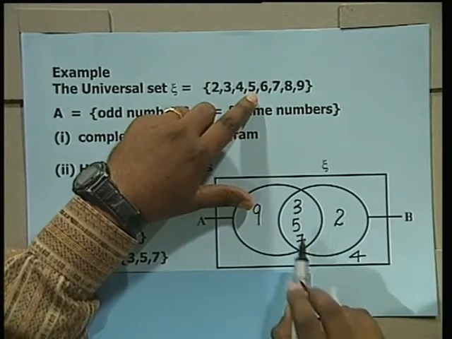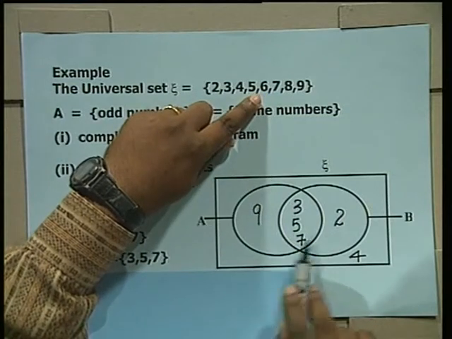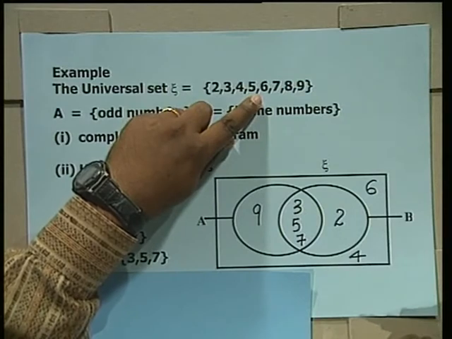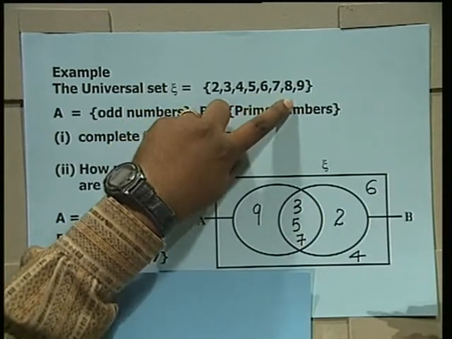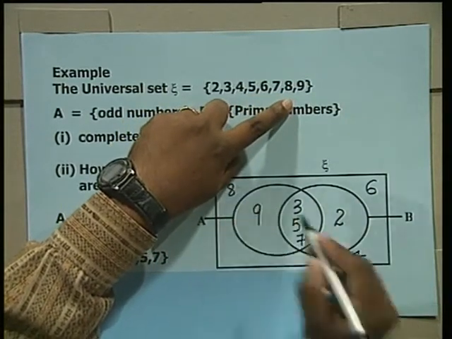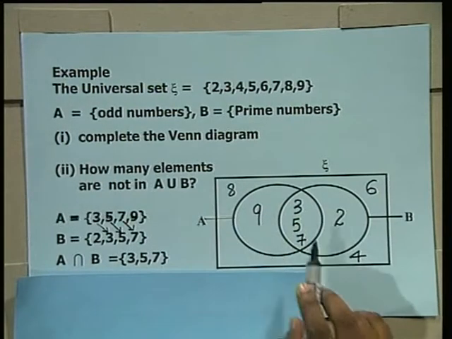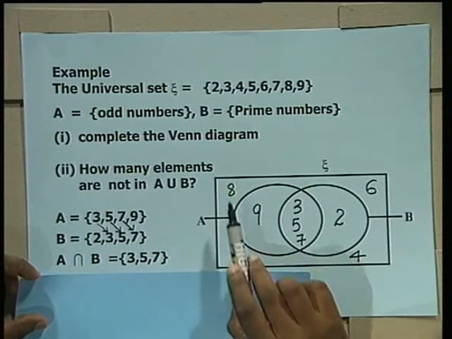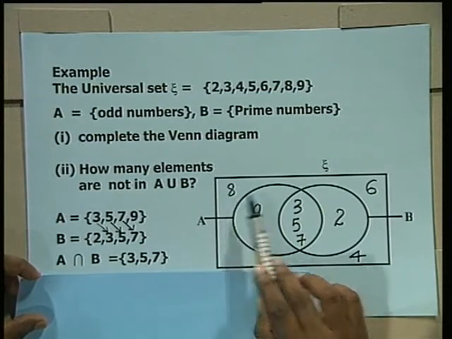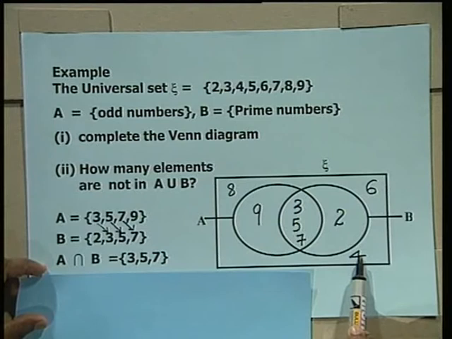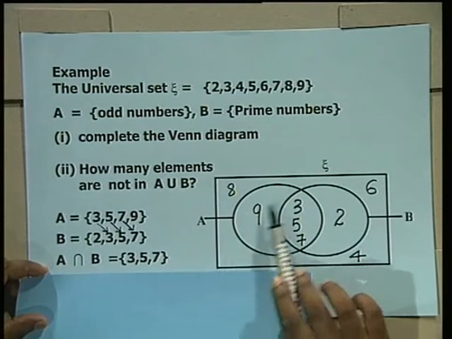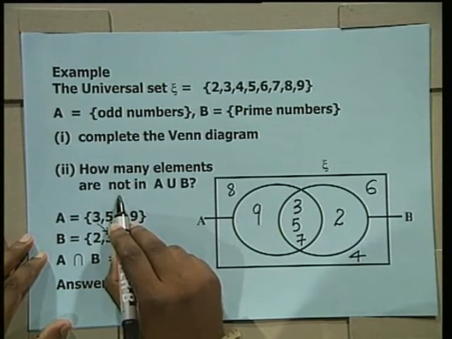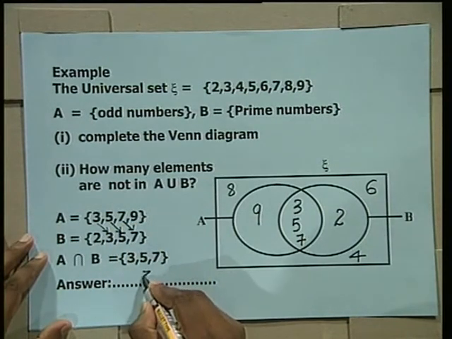Similarly, we have taken 5, 6, oh, there's no 6, so we write the 6 outside A union B. 7, yes, 8 we haven't taken, we have taken 9. So there are 3 elements which are not in A union B. 8, 6 and 4 are those elements which do not form part of A union B. Therefore, number of elements not in A union B is 3.